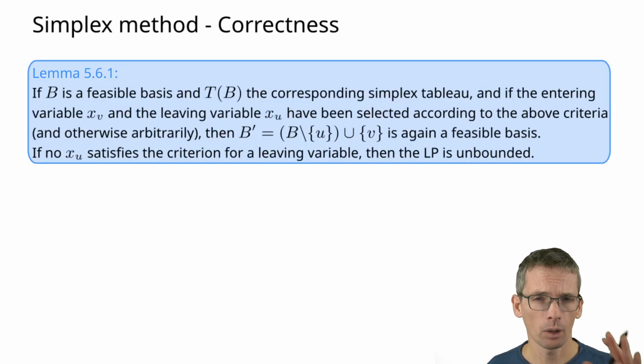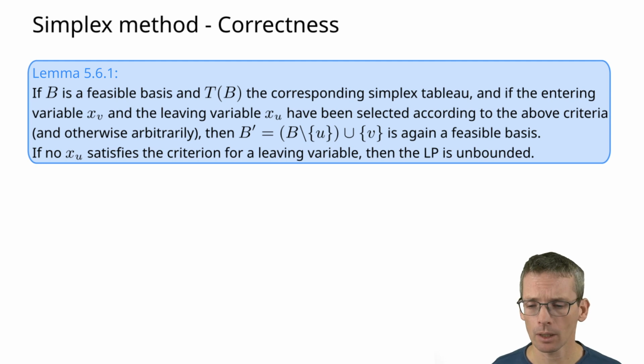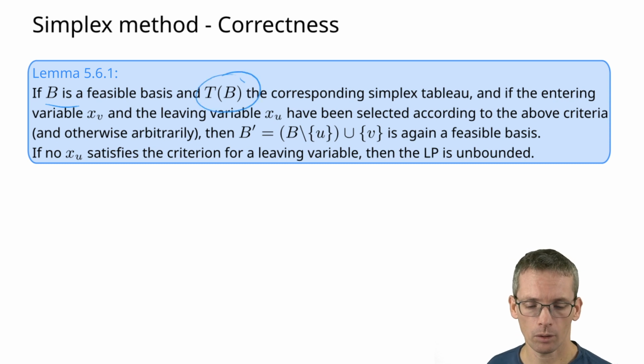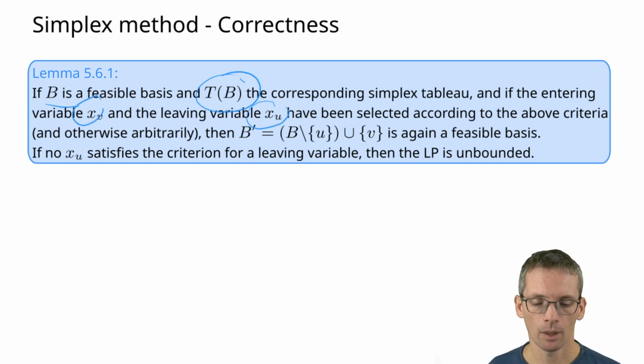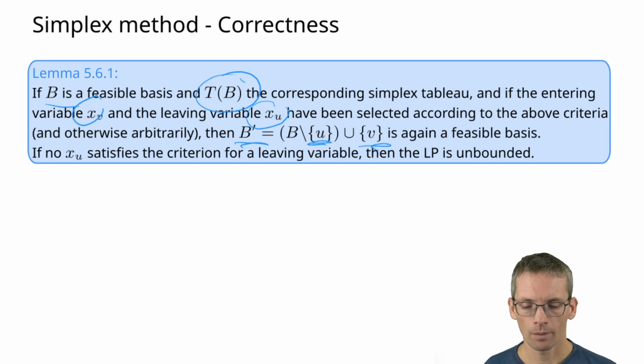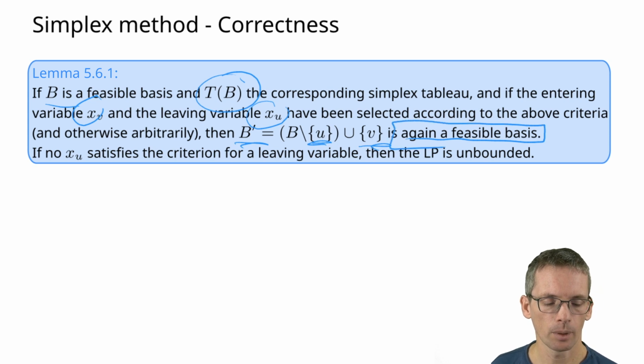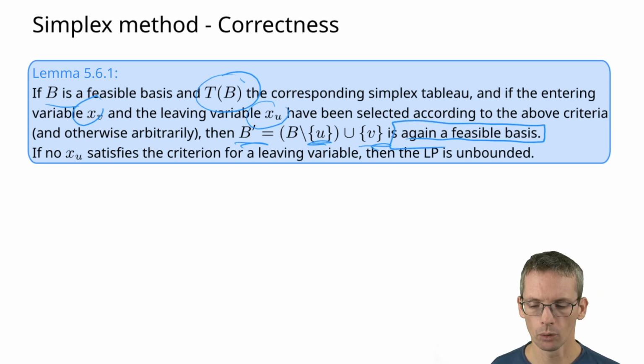This already now describes the algorithm, and we can check whether that algorithm is correct or prove that it's correct. We're not going to do that proof here, but let me at least show you the lemma that we would use in the proof, and some ideas of how to prove it. So what we need to prove is that if we have a feasible basis with a corresponding tableau, and we pick the entering and leaving variable as just described, and we get a new basis by taking u out of the basis, adding v to the basis, then we again get a feasible basis. So that is something we need to prove.